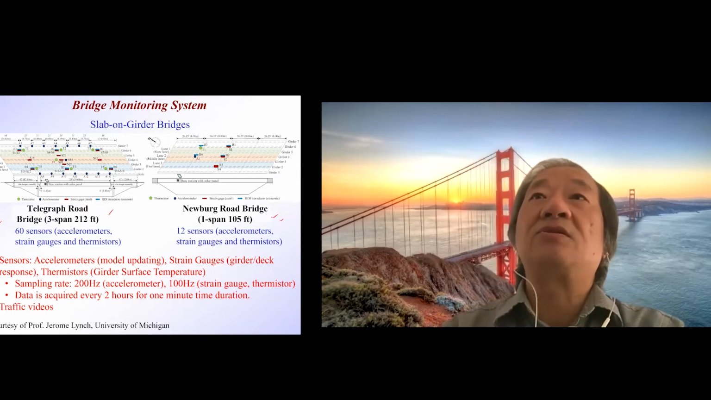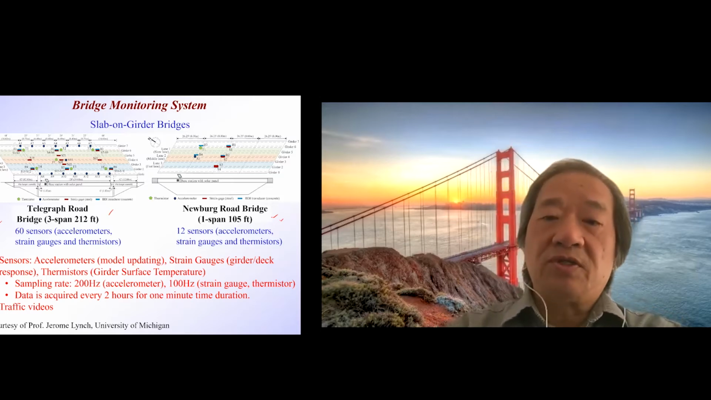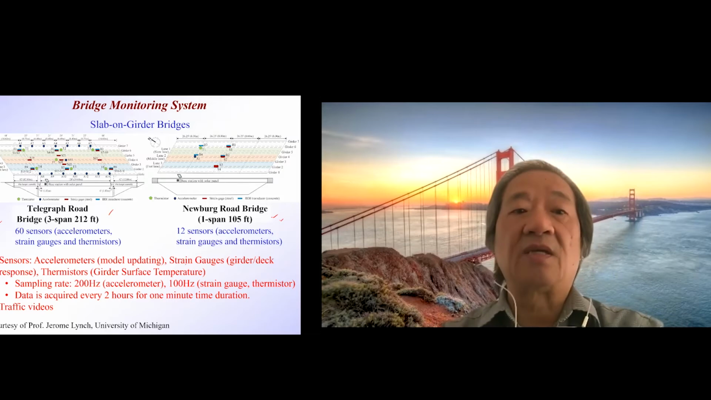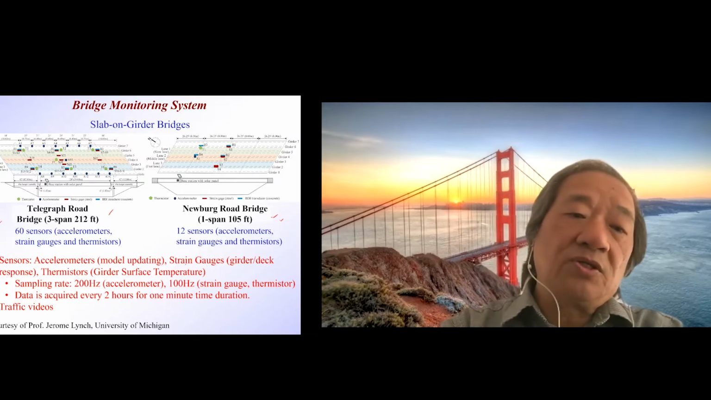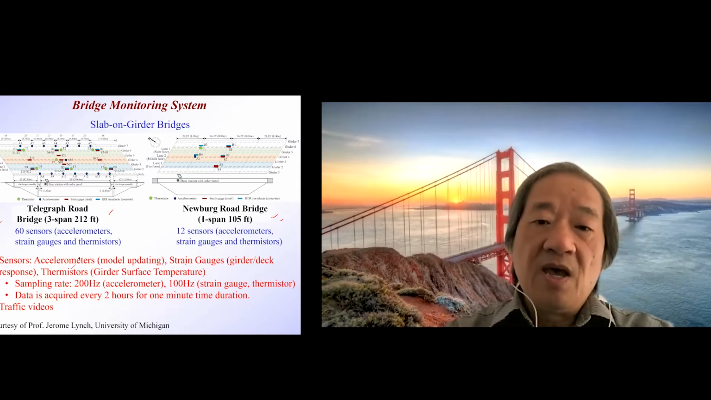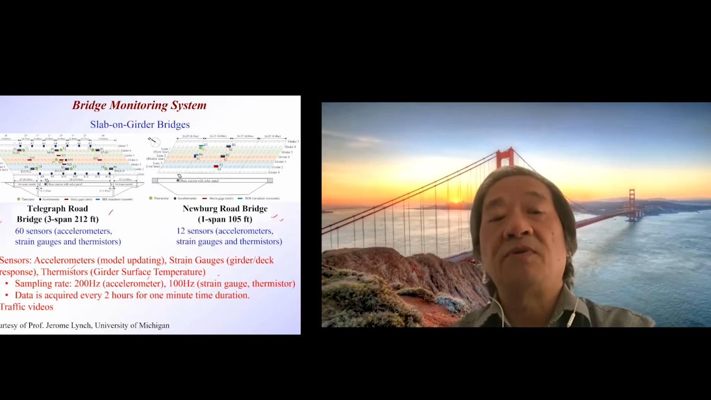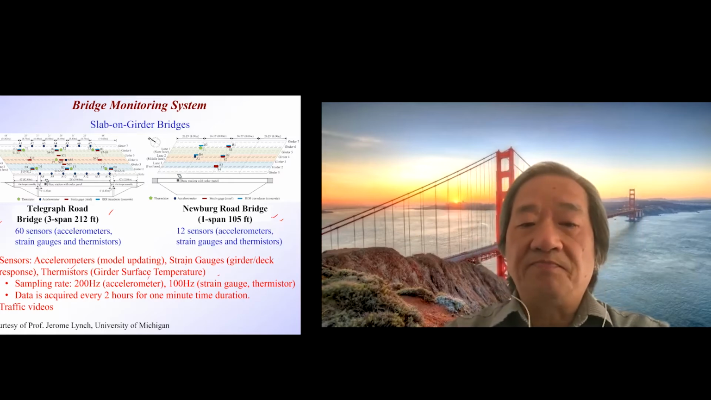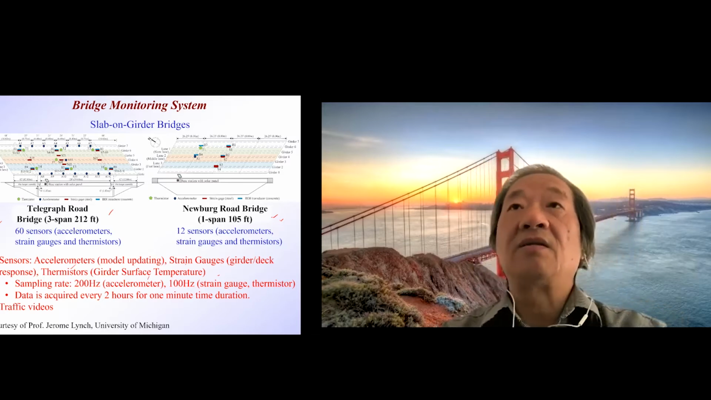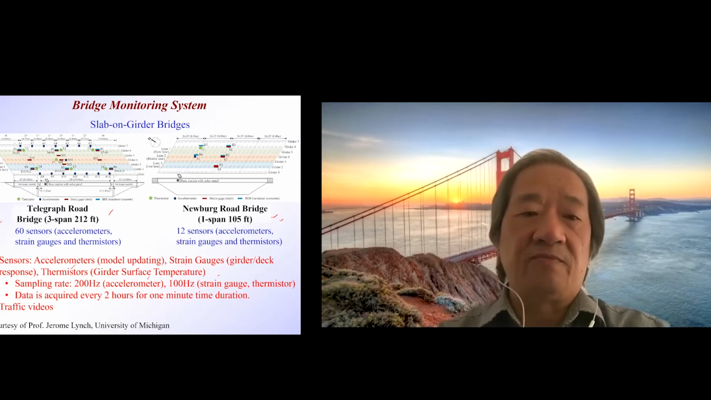We measure vibration, so we use accelerometers to measure vibrations of the structures. We're also using strain gauges to measure displacement and deformation, also in real time, so it's time series data that we're collecting. And we're using thermistors to measure the temperature at the locations. The sampling rate is about 200 hertz for the accelerometers, and 100 hertz for the strain gauges and the thermistors. The data is acquired every 2 hours at the beginning, for 1 minute durations. I will show you later there's another strategy to minimize the time duration for collecting the data, for the type of information we're interested in.